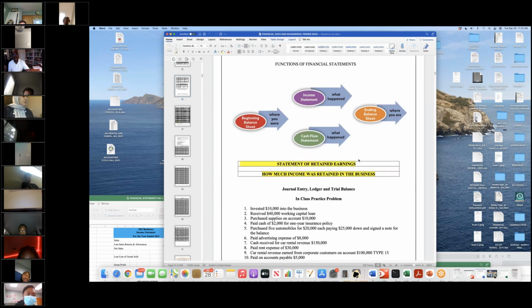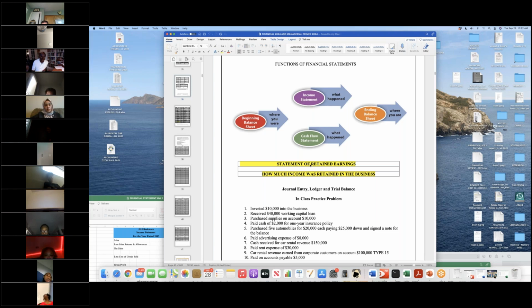So the functions of financial statements: we have our beginning balance sheet, which is where we were. The income statement tells us what happened. The cash flow statement is going to tell us what we did with our cash. Then the statement of retained earnings is going to tell us how much of the income was retained in the business, and we end up with the ending balance sheet, where we are now. So where we were, where we are now.